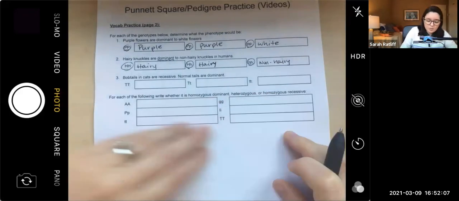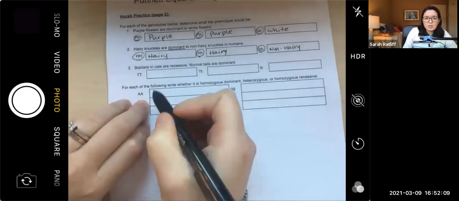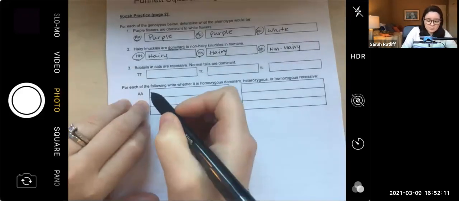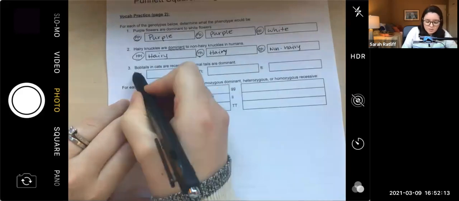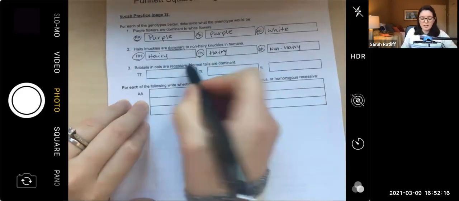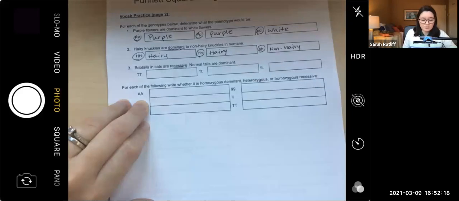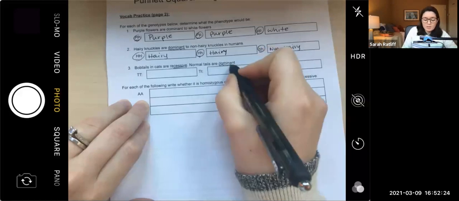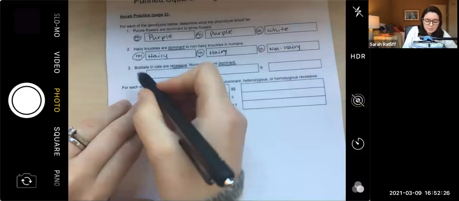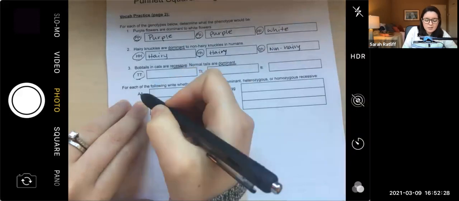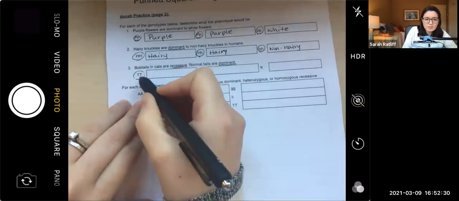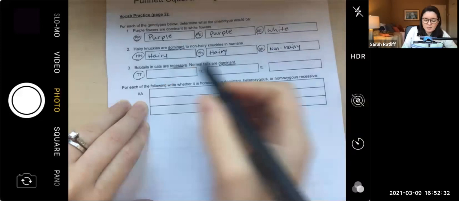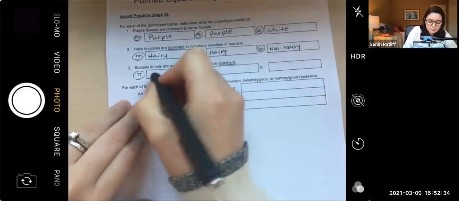All right, last little bit of practice here with our genotypes dictating our phenotypes. Bobtails in cats are recessive. So it's telling us what the recessive trait is first. Keep that in mind. Normal tails, those are the dominant ones there. All right, so first up, we got our big T, it is homozygous dominant. We see at least one dominant allele, meaning we see the dominant phenotype of a normal tail.